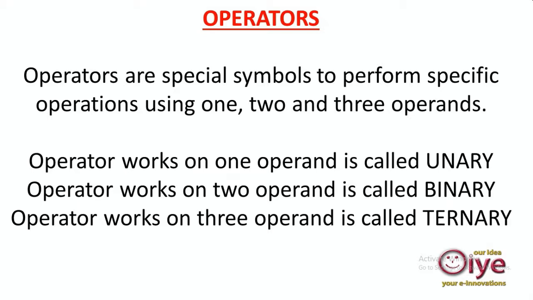Sizeof, plus plus, minus minus, unary minus are called unary operators. An operator that works on two operands is called binary, that means it works on two values. For example, plus, minus: A plus B, A minus B works on two values. An operator that works on three operands is called a ternary operator. Maybe the question mark, the conditional operator, is called a ternary operator.